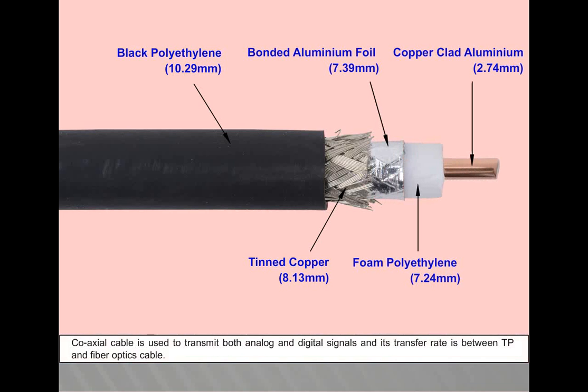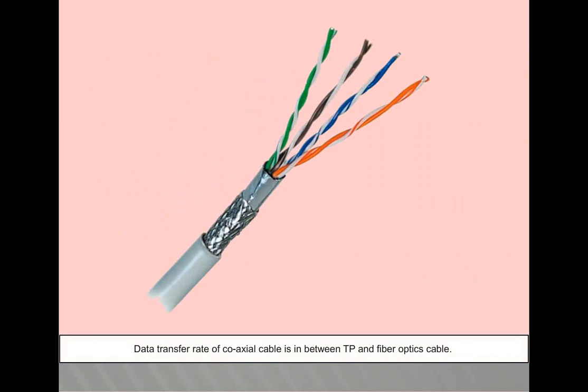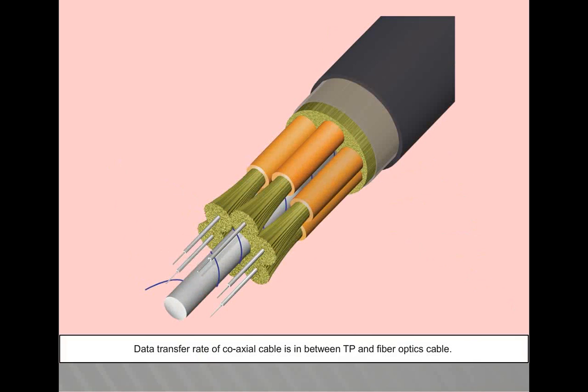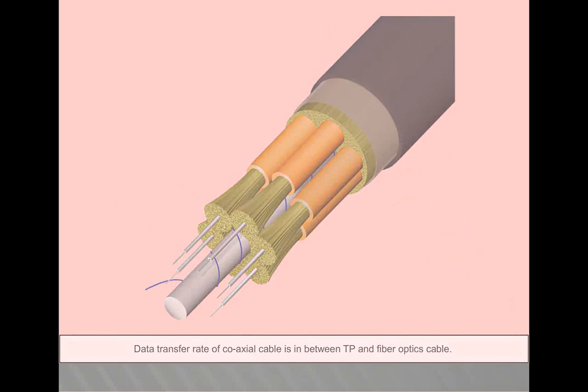Coaxial cable is used to transmit both analog and digital signals, and its transfer rate is between TP and fiber optic cable. A typical data rate for today's coaxial network is 10 Mbps. Although potential is higher, it suffers from attenuation. Data transfer rate of coaxial cable is between TP and fiber optic cable.